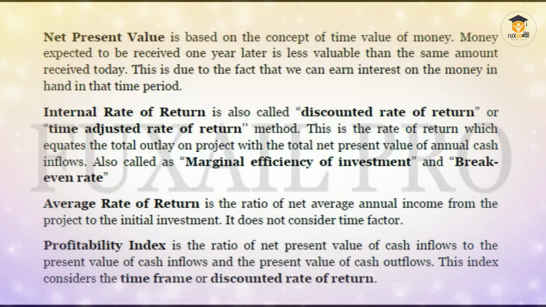Internal rate of return is also called discounted rate of return or time-adjusted rate of return method. This is the rate of return which equates the total outlay on project with the total net present value of annual cash inflows. Also called as marginal efficiency of investment and break-even rate. Average rate of return is the ratio of net average annual income from the project to the initial investment. It does not consider time factor. Profitability index is the ratio of net present value of cash inflows to the present value of cash outflows. This index considers the time frame or discounted rate of return.